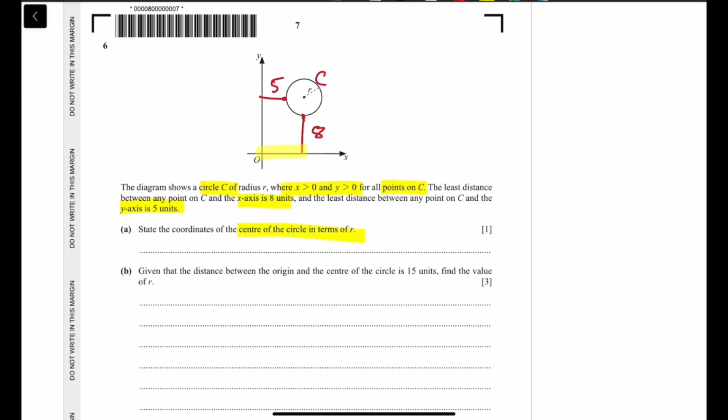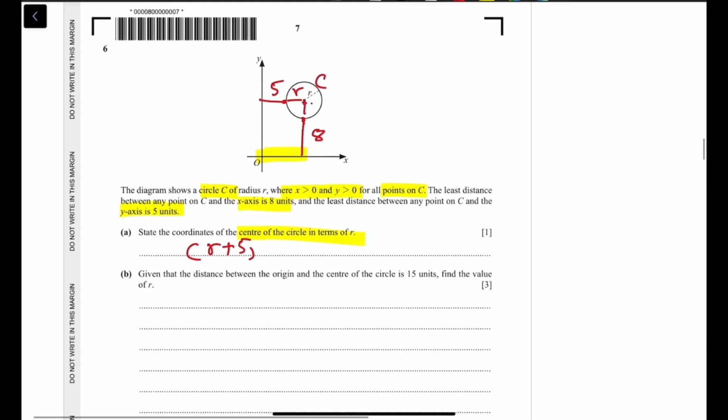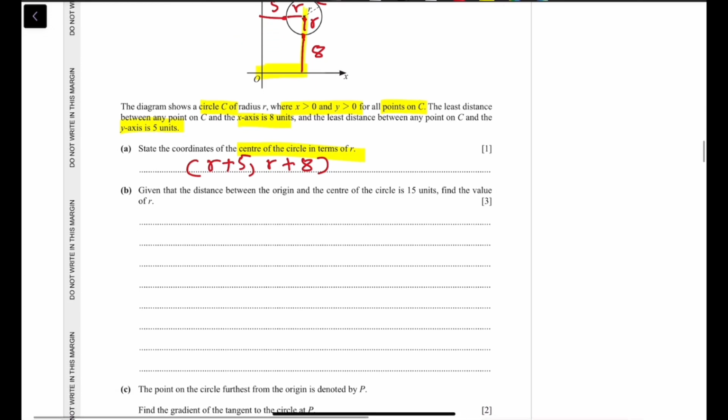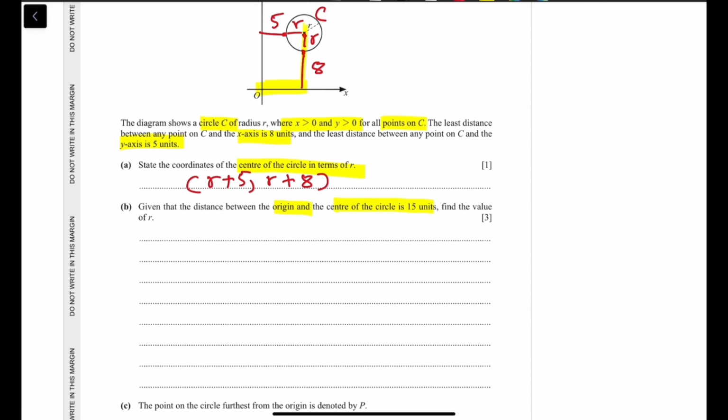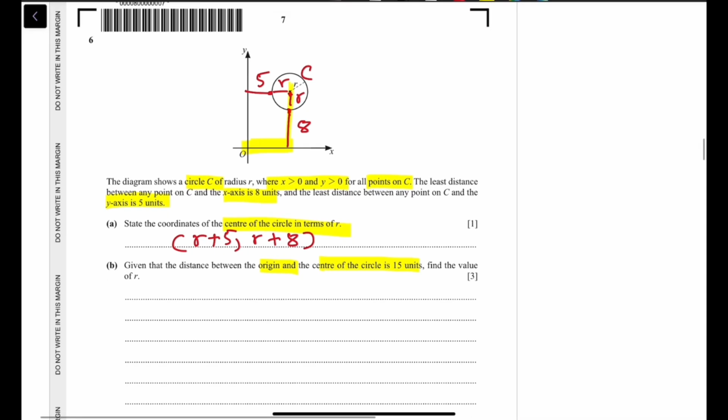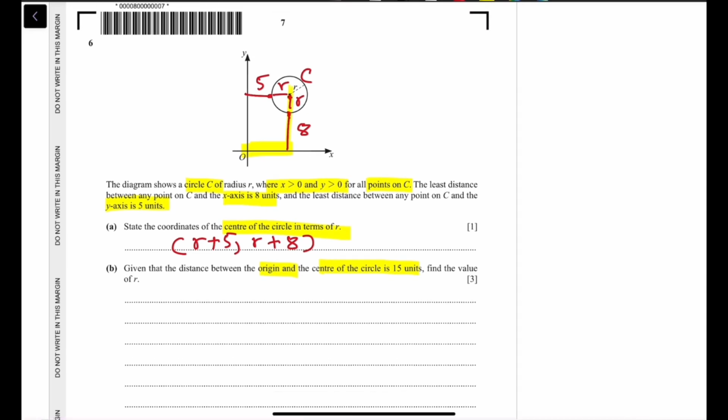So our x-coordinate is going to be r plus 5, and there's r here as well. To get the y-coordinate, it's going to be r plus 8. Then it asks us to give the distance between the origin and the center of the circle. It says that the distance between the origin and the center of the circle is 15 units. Find the value of r. So essentially this is 15 units.